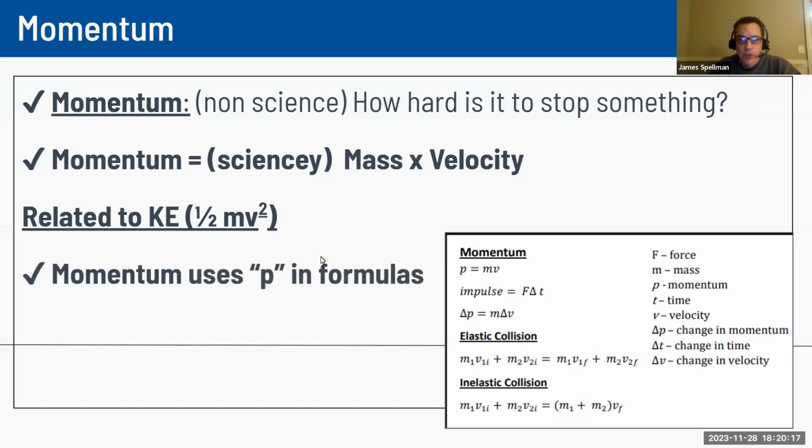Because there's so many different letters already using M, we don't use an M for momentum. We use a P, and we see this over here in the formula box. So P equals mv. This is our momentum equals mass times velocity. And so it tends to be shortened, P equals mv.